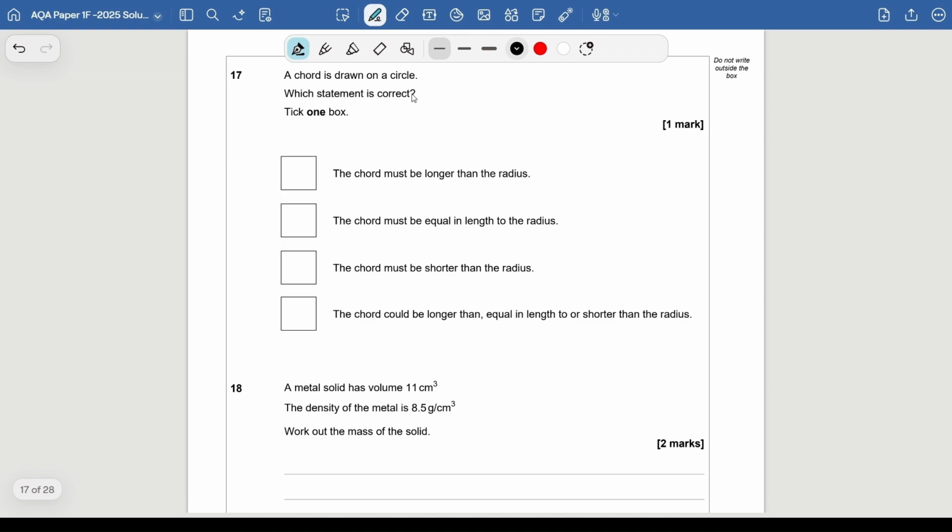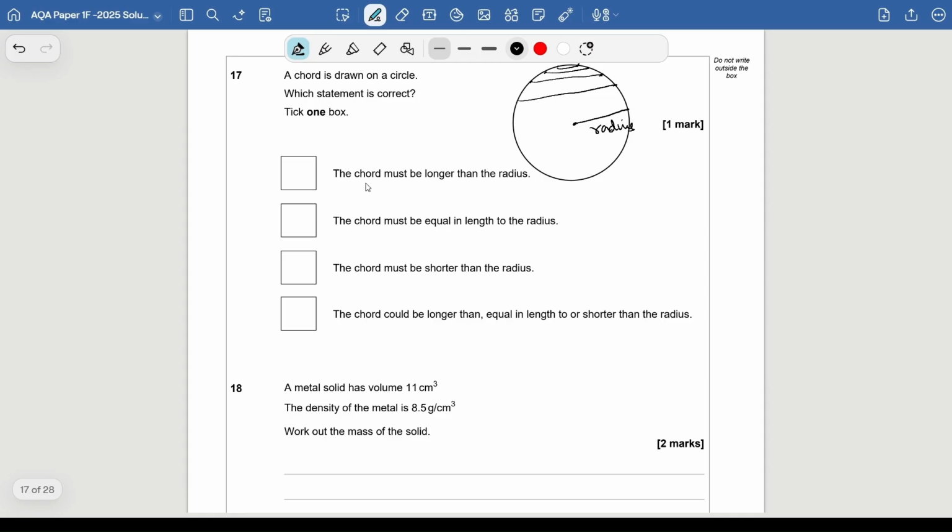A chord is drawn on a circle. Which statement is correct? So what's a chord, by the way? We have the circle. The chord could be any line joining two points on the circumference. This is a chord. This could also be a chord. It could be smaller than this. It could be a chord joining the nearest two points on the circumference of a circle. It can be this. We know a radius is the line joining the center to any point on the circumference.